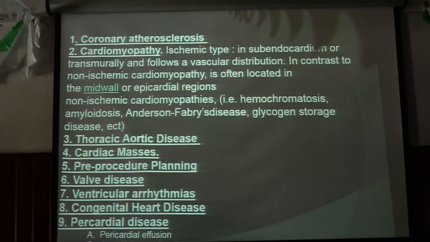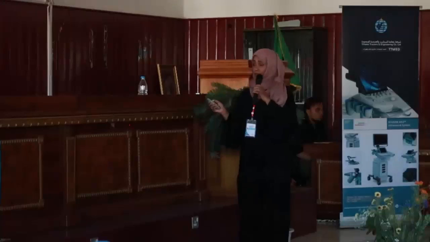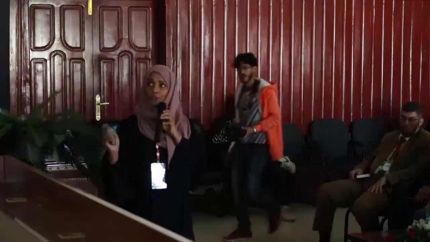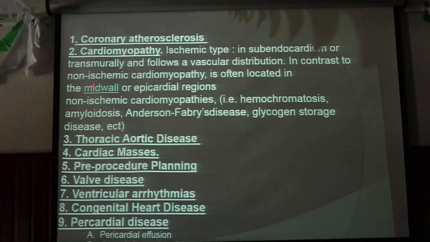MRI is used in cases of cardiomyopathy. It's used to differentiate ischemic from non-ischemic cardiomyopathy. In cases of ischemic cardiomyopathy, usually the delayed contrast enhancement will be in the subendocardium and transmural, and usually follows vascular distribution. In contrast to non-ischemic cardiomyopathy, the enhancement will be in the mid-wall or epicardial region. Therefore, the pattern of enhancement and distribution will differentiate ischemic from non-ischemic cardiomyopathy.